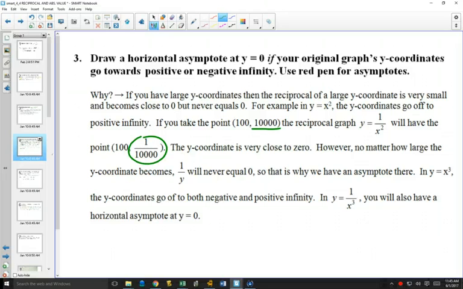So it gets closer and closer to 0, and so that's how we know we're going to have a horizontal asymptote at y equals 0.